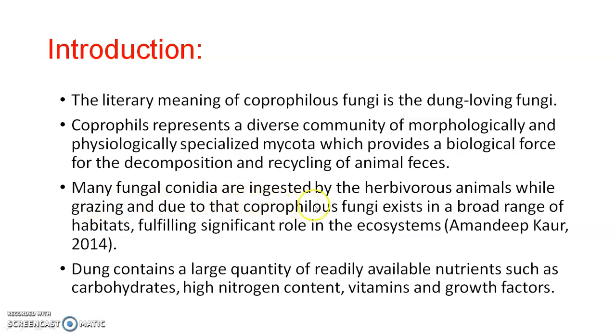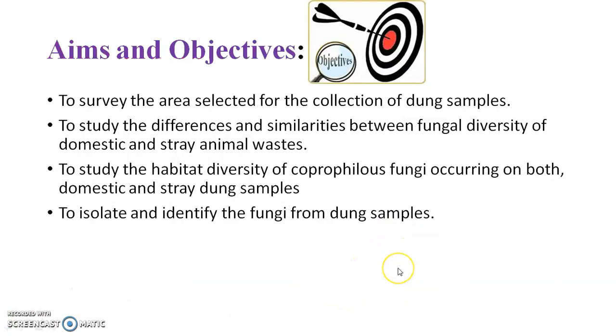Many fungal conidia are ingested by herbivorous animals while grazing, and due to that, coprophilous fungi exist in a broad range of habitats, fulfilling a significant role in the ecosystems. Dung contains a large quantity of readily available nutrients such as carbohydrates, high nitrogen content, vitamins, and growth factors.